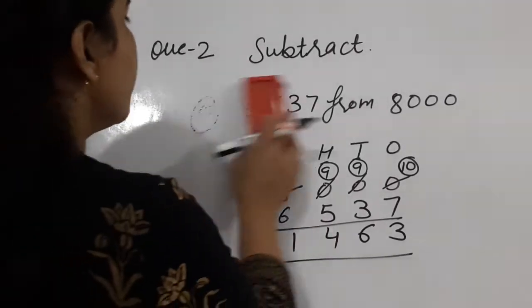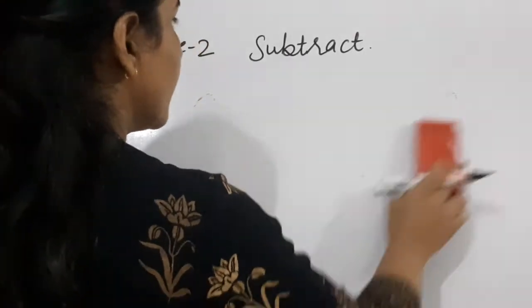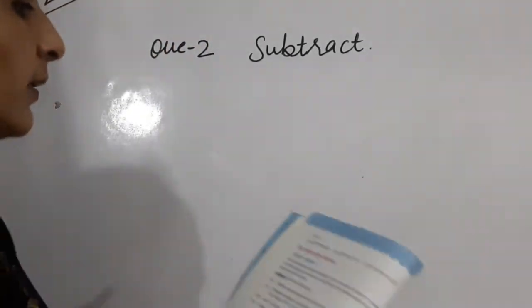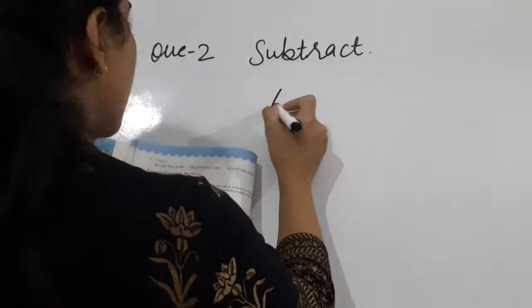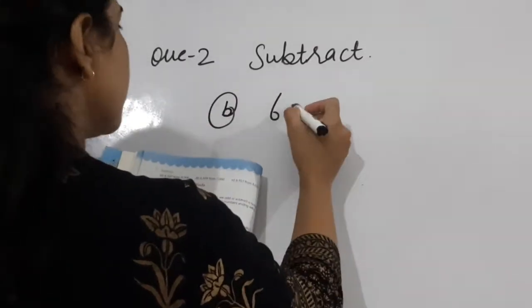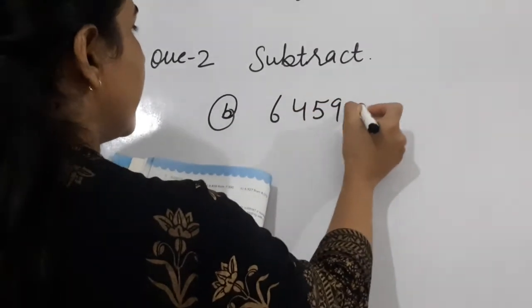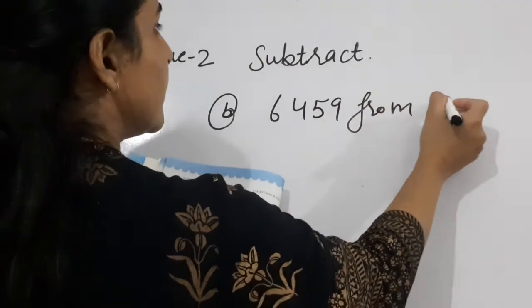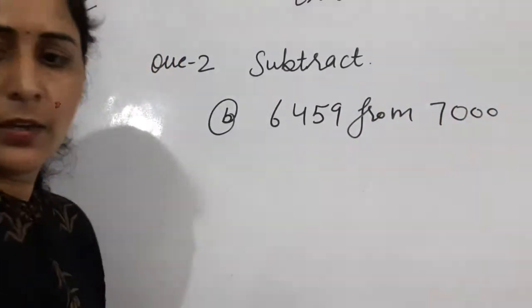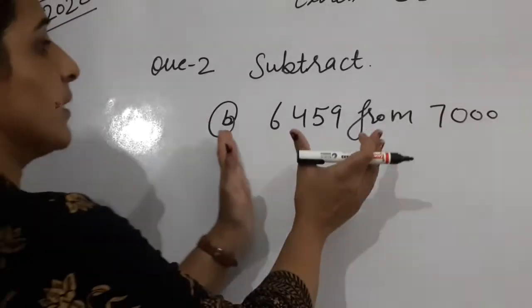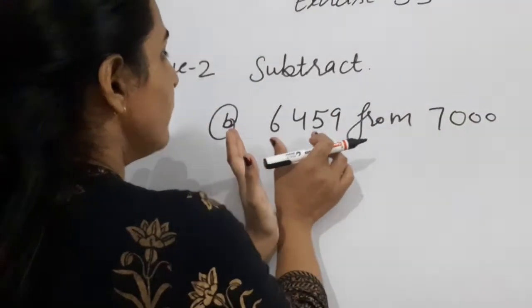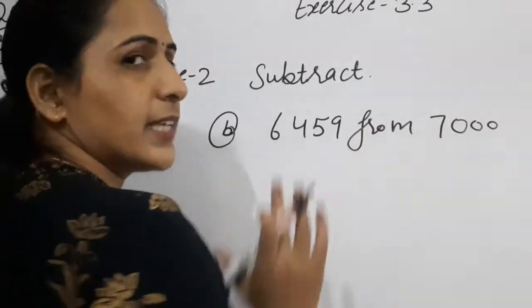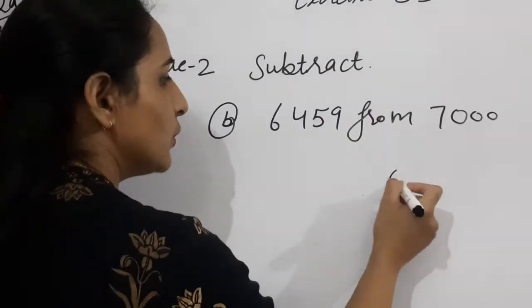Now, part number B is there. This is also the same part. Part number B, it's 6000. Part number B is subtract 6459 from 7000. Clear? We subtract 6,459 from 7,000. So how do we do this question?